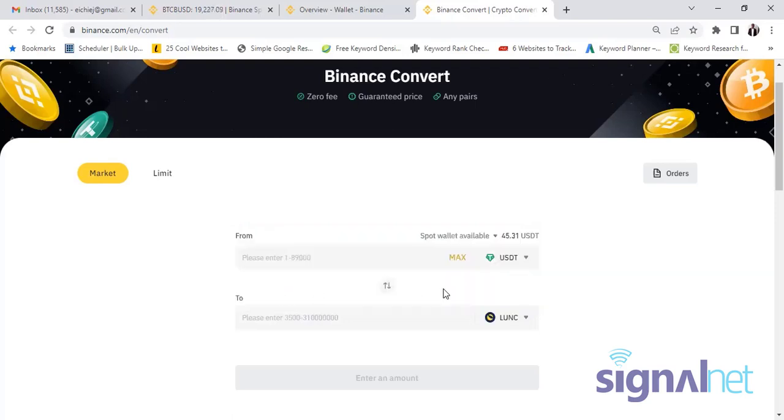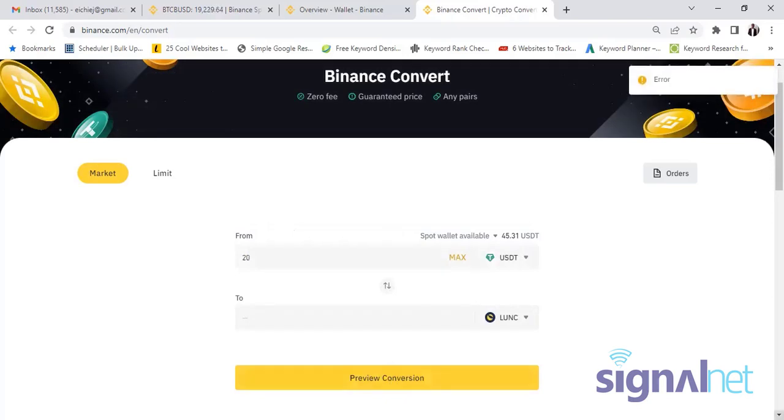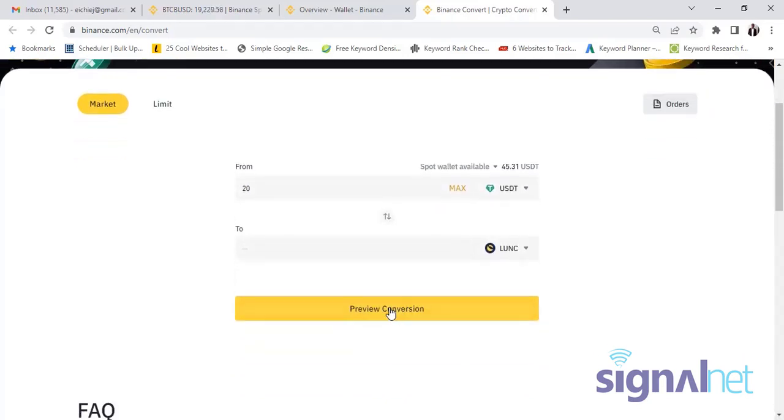Once you select it, you see that it now says from this to this. So if it's your USDT that you have, you just put in the quantity of USDT you want to invest in that Luna, maybe 10, maybe 20, whatever the case is. Then you click on preview transaction. Why is it showing me error? Let me try it again. I don't know, for some reason it's showing me an error. Let me refresh my page and see.